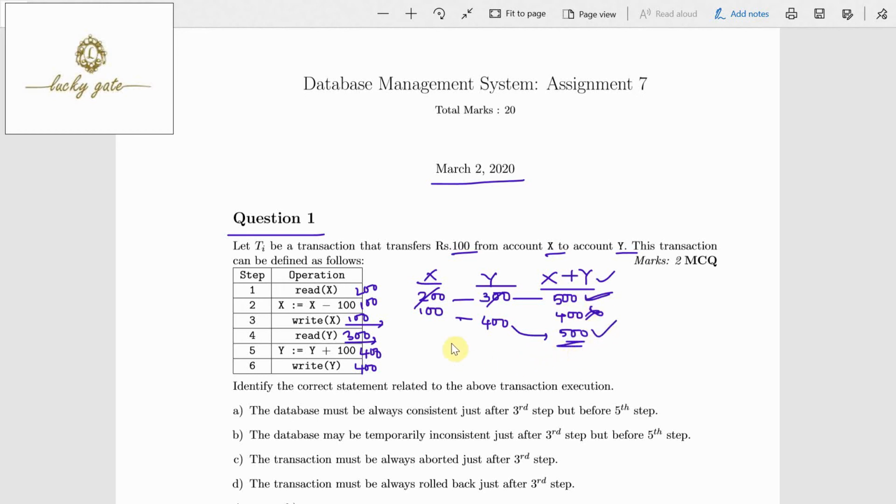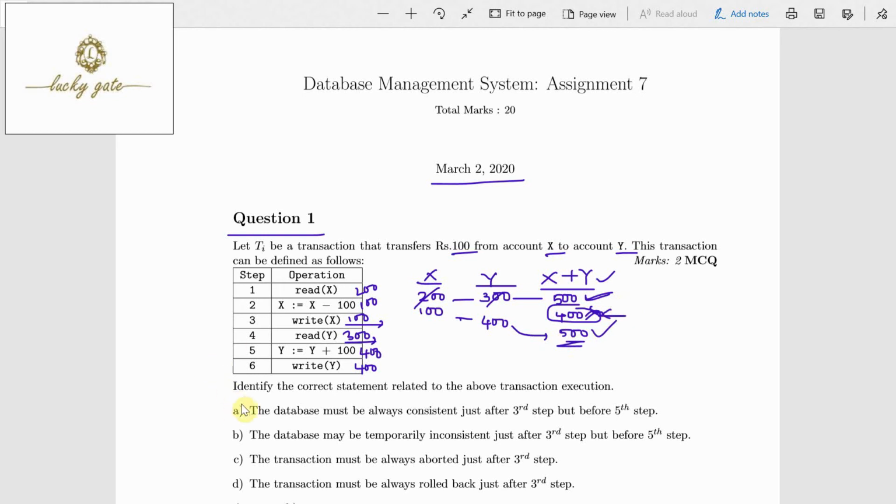So what we say is, after step 3 but before step 5, the sum of the balances is 400. So this 400 we can call temporarily inconsistent, but not inconsistent always. Why? Because after execution of step 6, it is a consistent state.